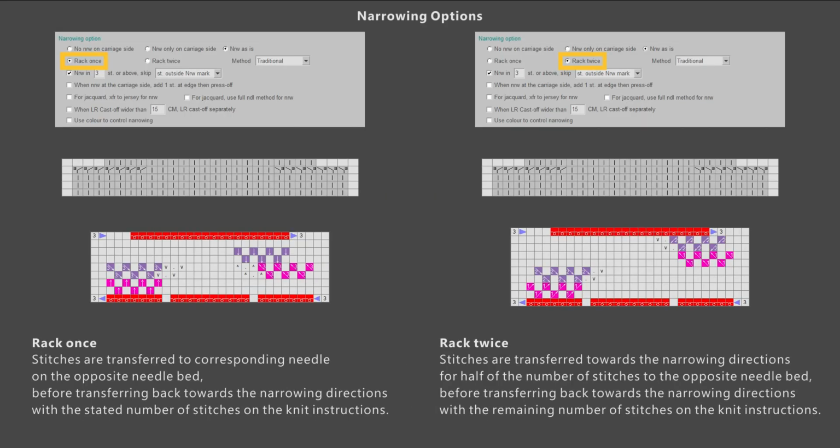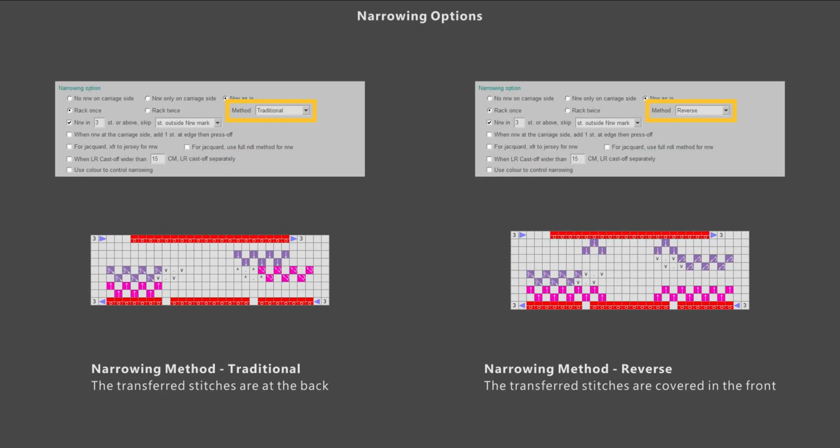The difference between rack once and rack twice is that rack twice would first transfer the stitches for half of the number of narrowing to the opposite needle bed, then transfer back towards the narrowing directions with the remaining number of stitches on the knit instructions, while rack 1 would do everything in one go. This is the difference between traditional and reverse narrowing method.